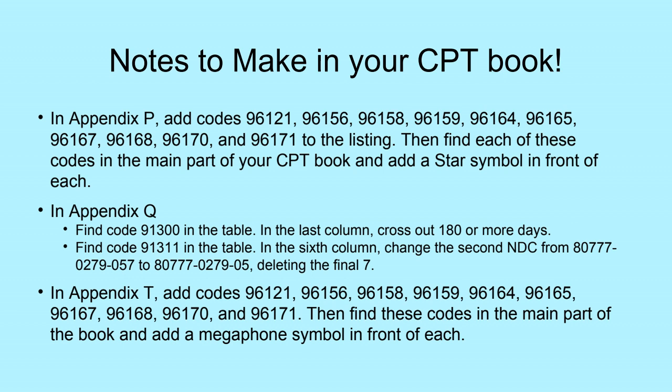Okay, and then in Appendix Q, find code 91300 in the table. In the last column, cross out 180 or more days. Also in Appendix Q, find code 91311 in the table. In the 6th column, change the second NDC from 8077702 to 79057 and cross out that 7, that final 7.